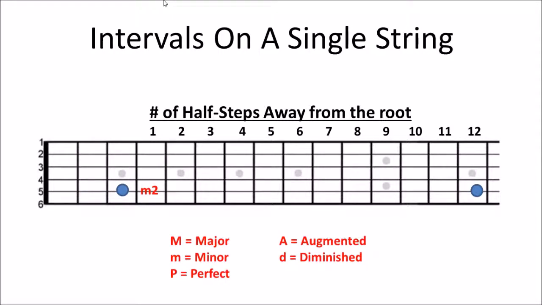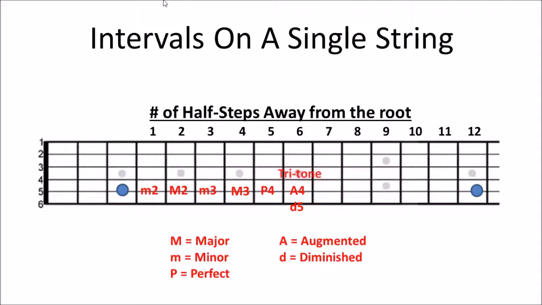So 1 half step away is a minor second. 2 half steps away is a major second. 3 half steps is a minor third. 4 half steps is a major third. 5 half steps is called a perfect fourth, because it's not major, it's not minor, it's just simply a fourth. 6 half steps away it can be a diminished fifth or an augmented fourth.